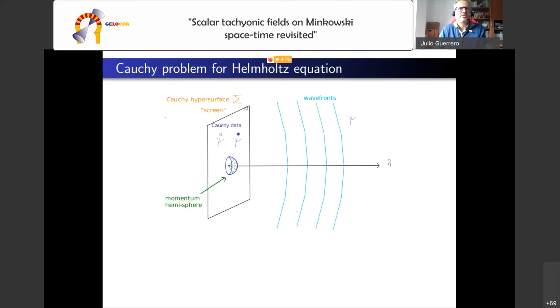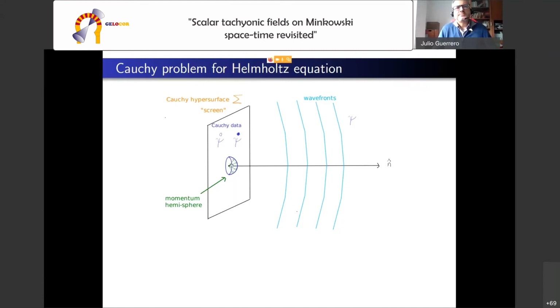We have the screen, which is the Cauchy hypersurface in this case, the Cauchy data here, and this is the normal direction, and this is the solution of the Helmholtz equation. They are oscillatory fields, and these are the wavefronts for the fields. And at each point of the hypersurface, the screen, the possible values of the momentum, which are the frequencies in the Fourier decomposition, are restricted to lie in a sphere, because the velocity of light is constant. So all possible values of the momentum have norm 1, if you take c equal to 1. So all possible values of the momentum lie in a sphere. If the wave propagates in the forward direction, it will be only the forward half hemisphere. But in general, any solution will have a momentum in a complete sphere.